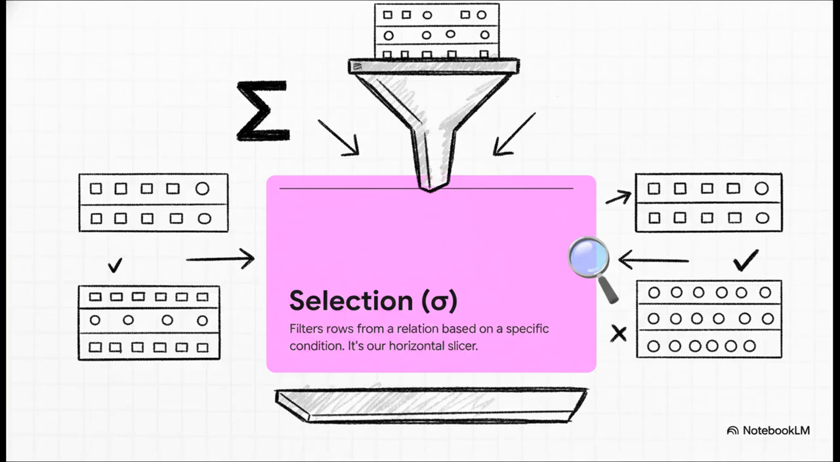Our first tool is called selection, and it's represented by the Greek letter sigma. Its job is incredibly simple. It chooses which rows to keep. You give it a condition, and it just filters the table, keeping only the rows that match your rule. It's like a horizontal slicer for your data.